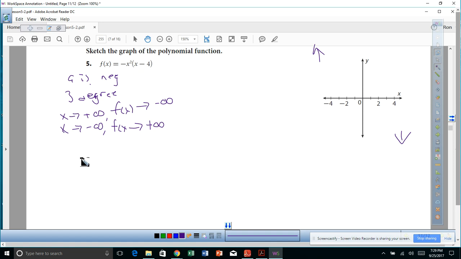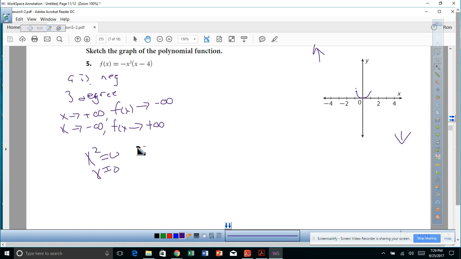Now here we've got x squared equals 0, so x equals 0. Now look at that, that's squared. So we're going to have something that does like this. Okay, it's not actually going to cross. It's going to be tangent.